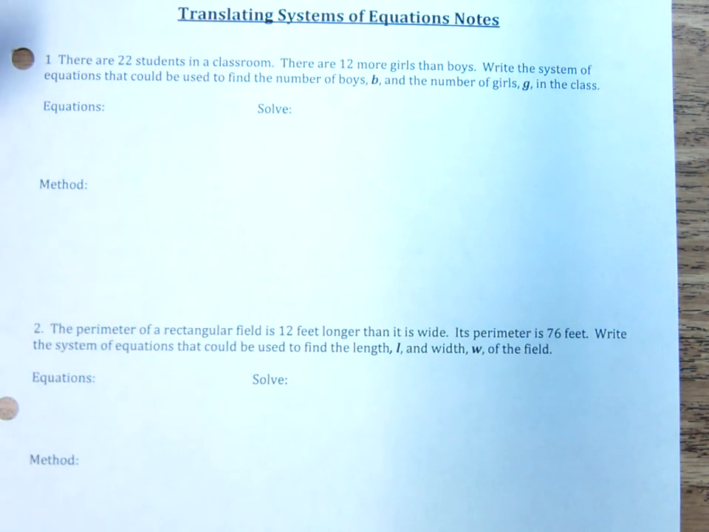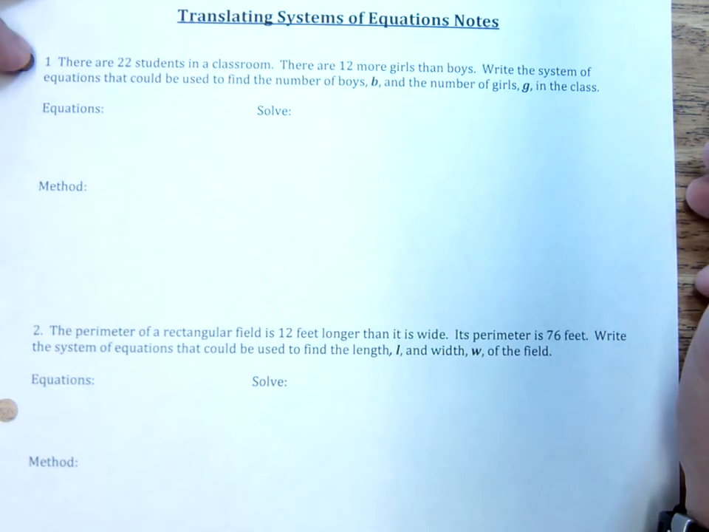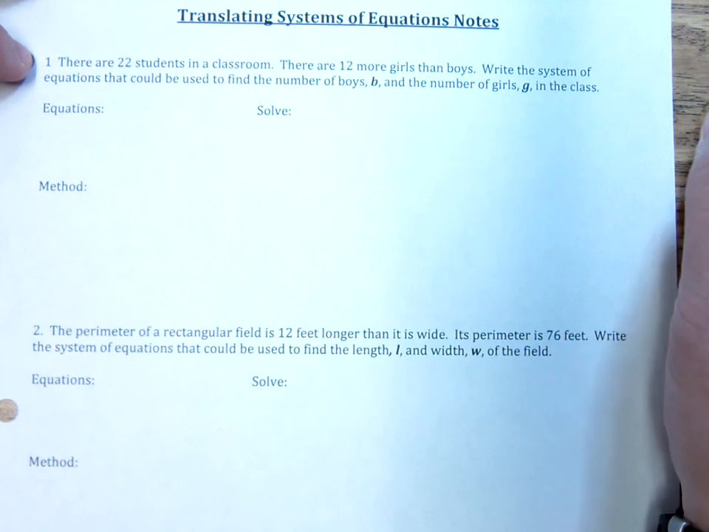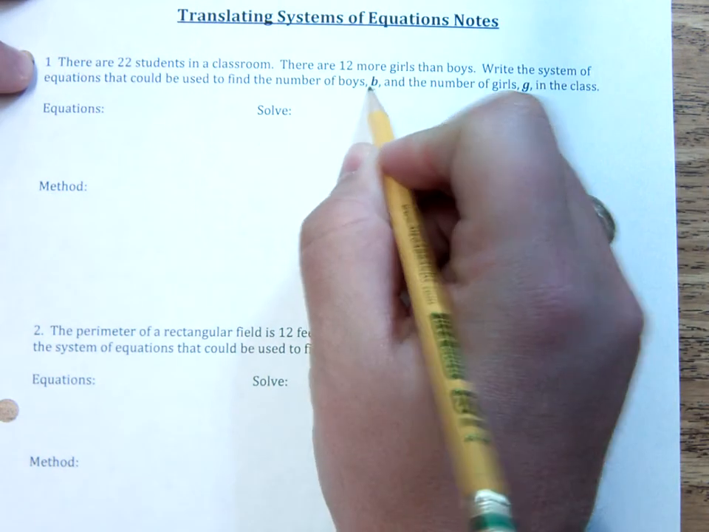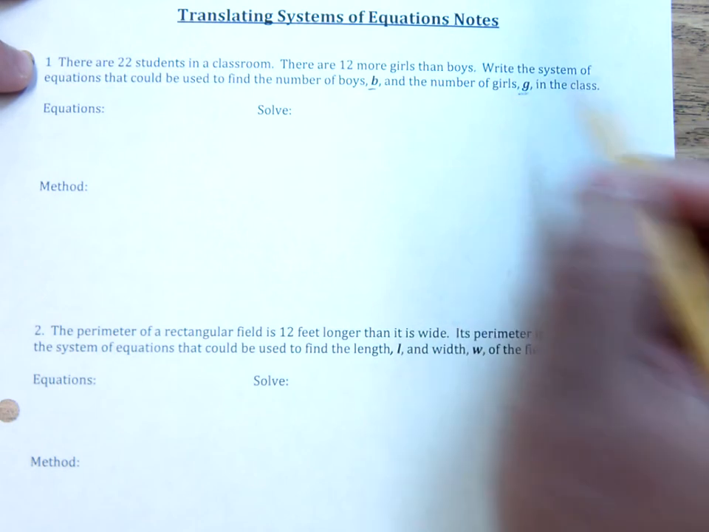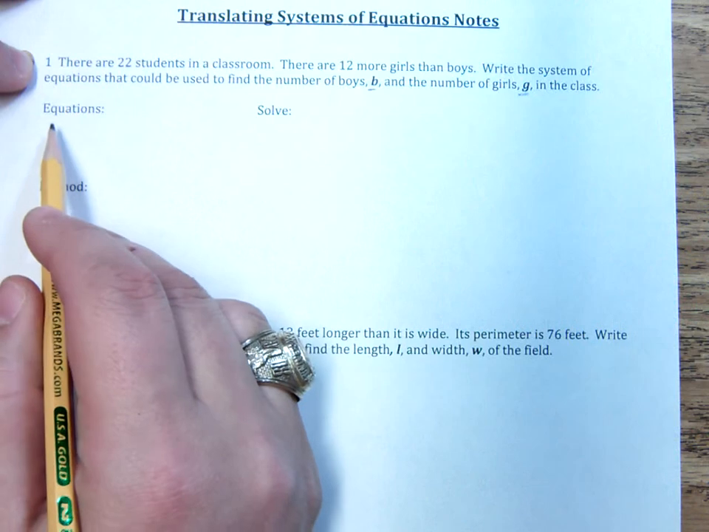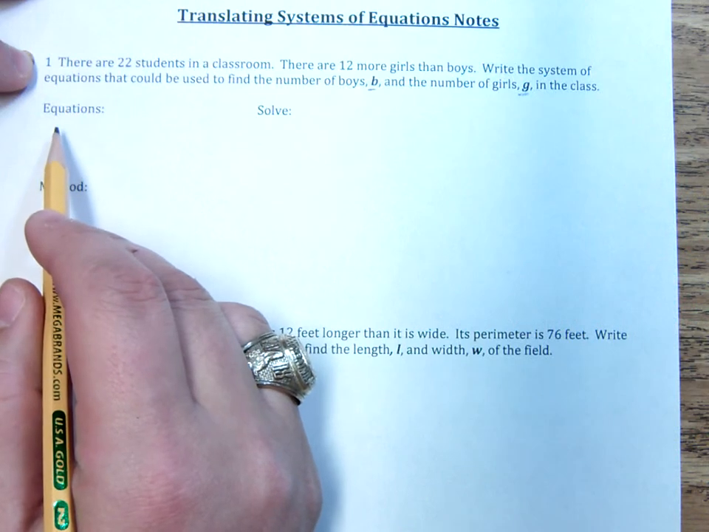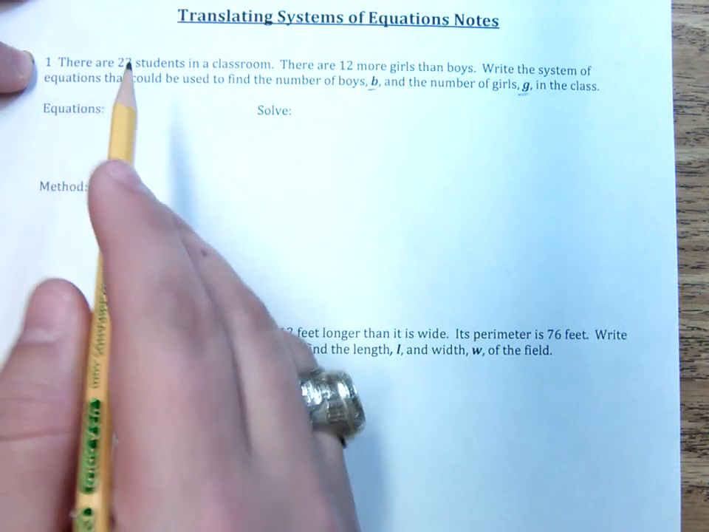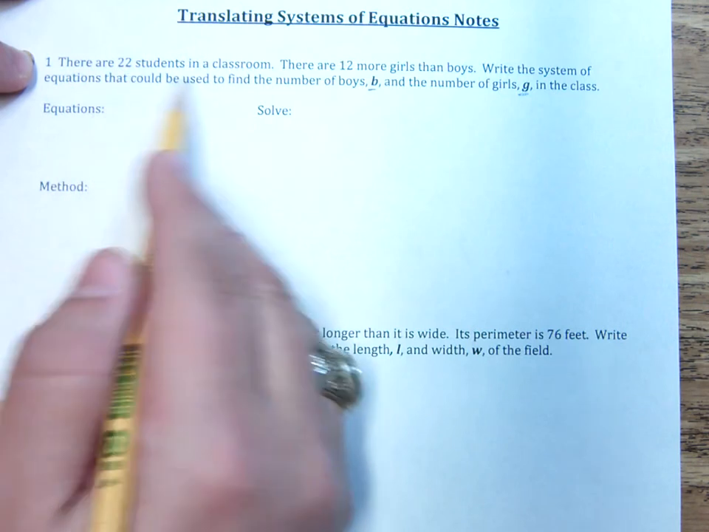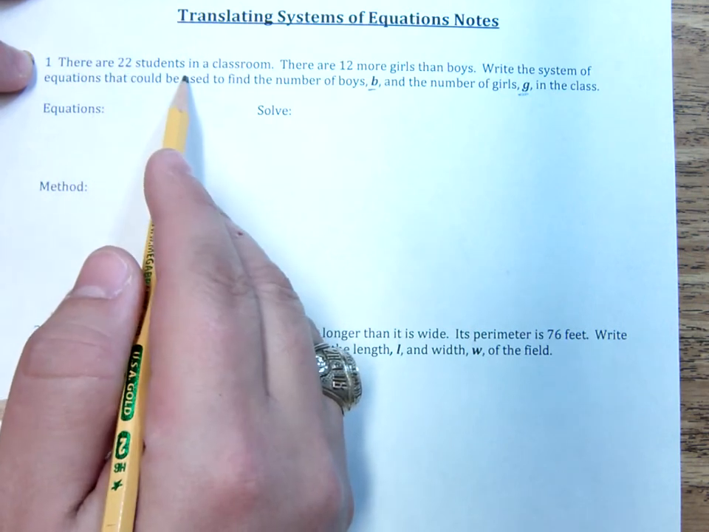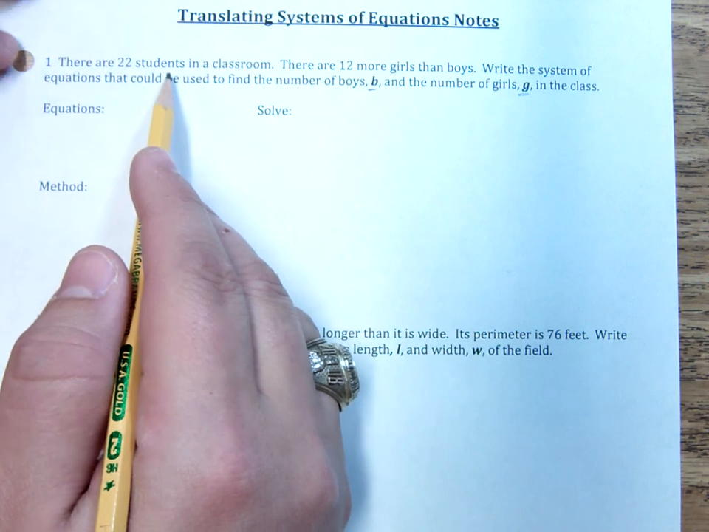So there are 22 students in a classroom. There are 12 more boys than girls. Write a system of equations that could be used to find the number of boys B and the number of girls G. All right, so we're given 2 variables already. We're going to use those variables in both of our equations. So the first thing we're being asked to do here is create the equations. Well, you know that there are a total of 22 students in the classroom. That means combined, boys and girls equals 22.